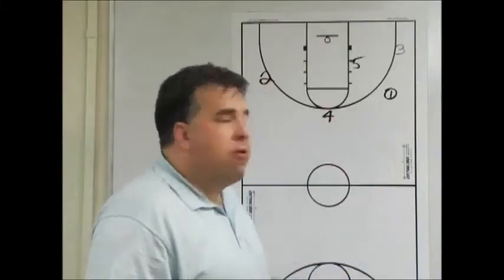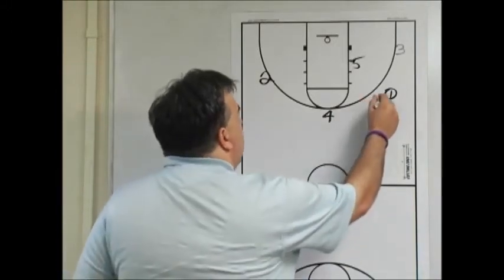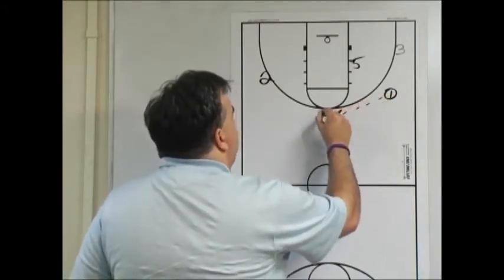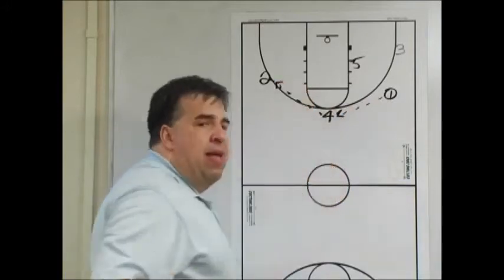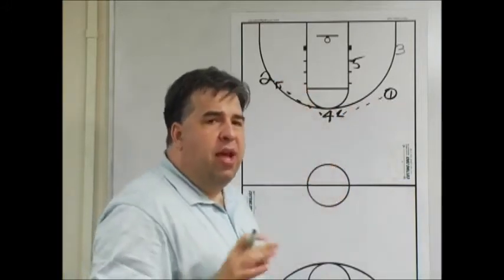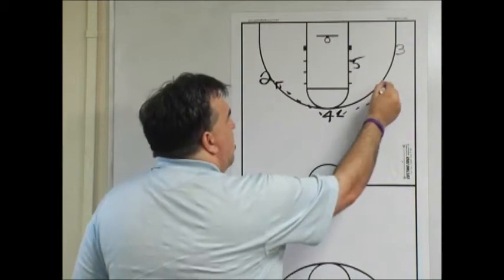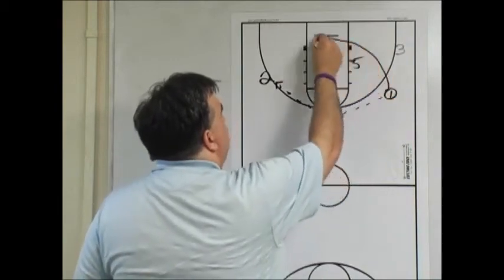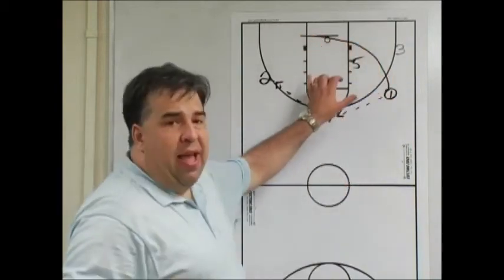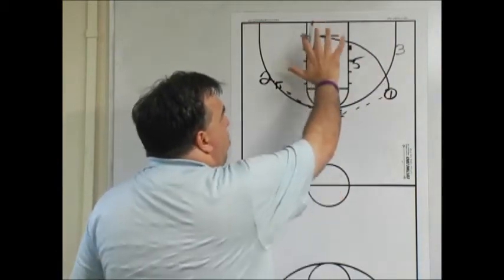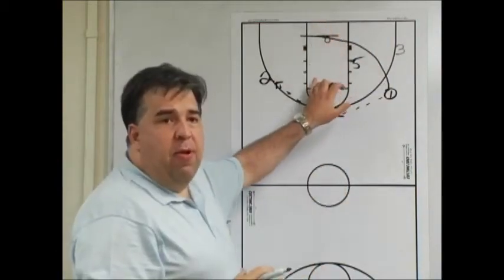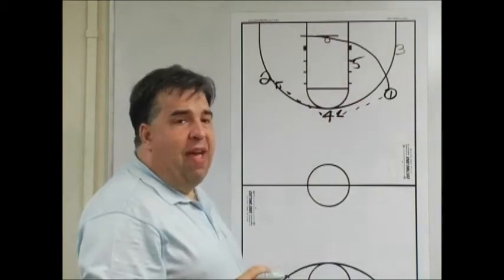So let's talk about it here on the board. We're going to swing the ball here from 1 to 4 and from 4 to 2. Now, anytime our cutter from the wing cuts to the basket, we want that cutter to go as low as possible. And the reason why is that we want the back of the zone here to move backwards. That's going to give us a gap here in the middle for our post players to flash into.